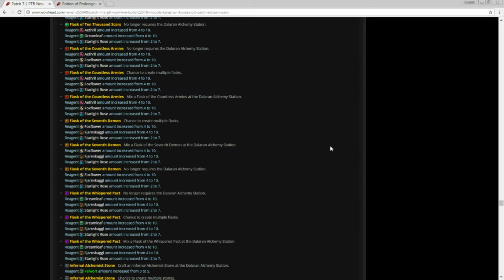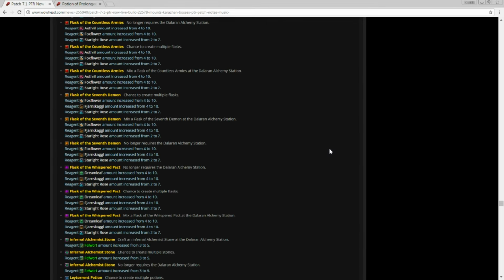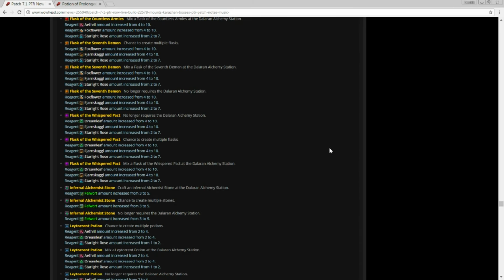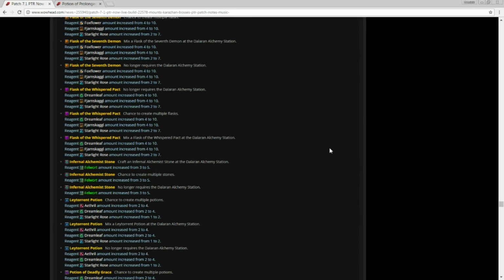Obviously, 7.1 is going to be including the Blood of Sargeras trader, so a lot of people are going to be dumping their Blood of Sargeras for herbs, so that means there's going to be an influx of herbs in the market, which only makes sense that the items that require those herbs are going to have an increase in the required amount of herbs. Which is a good thing. That means hopefully the prices for these flasks and potions won't devalue. They'll roughly stay the same. That is, of course, the hope. The Alchemist Stones were increased slightly.